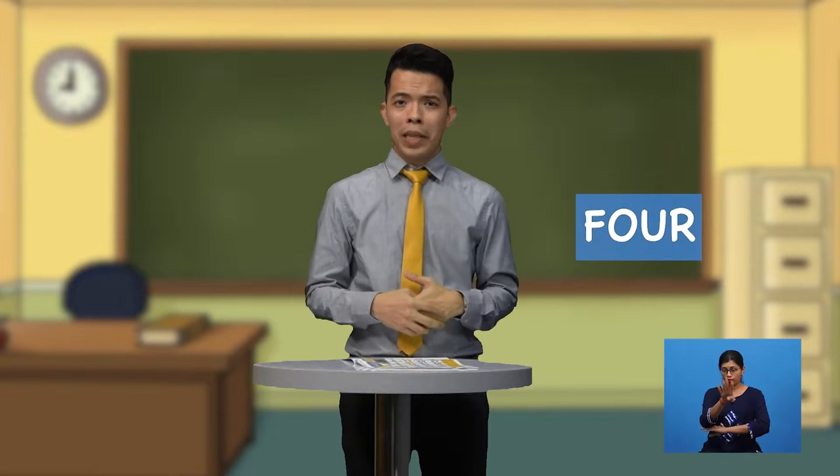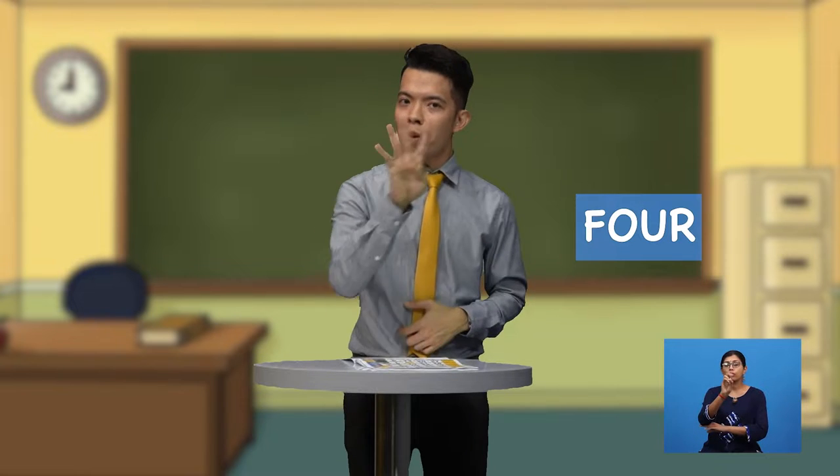Also, do you know that there's only one number that is spelled with the same number of letters as its value? Can you guess what number it is? It's actually number 4. Don't believe me? Well, try to spell the number 4, and you will see that there are only 4 letters in 4, just like the number itself. What a coincidence, right?